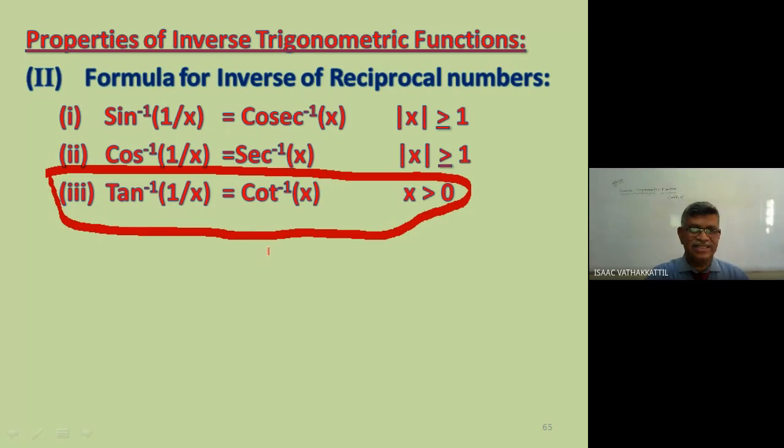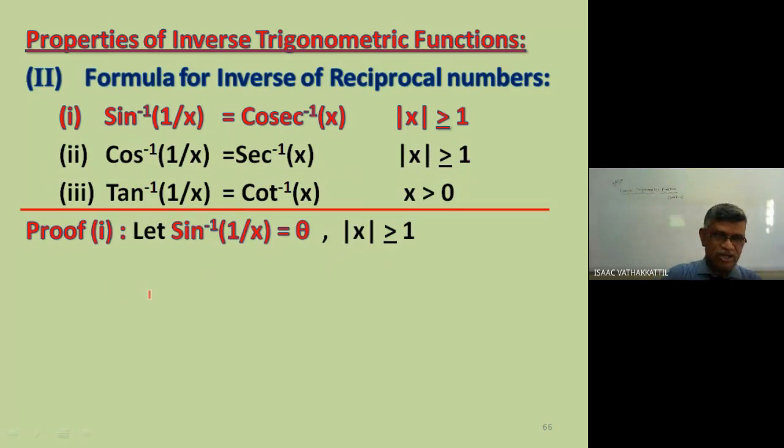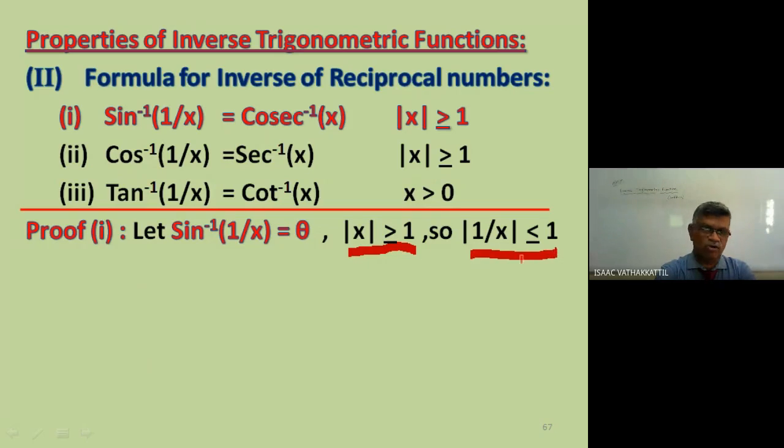Even though tan inverse x and cot inverse x are defined for all values of x, this result is valid only when x is more than 0. Let us see how it happens. For the first one, I suppose sin inverse 1 by x equal to theta. Mod x more than or equal to 1. Well, when sin inverse 1 by x equal to theta, and when mod x more than or equal to 1, mod 1 by x will be less than or equal to 1.